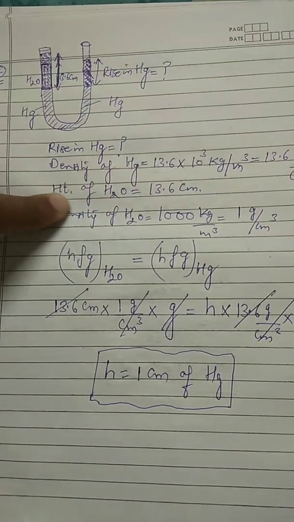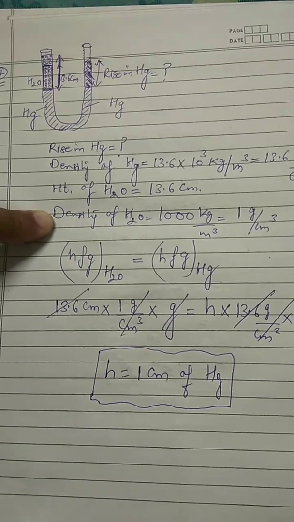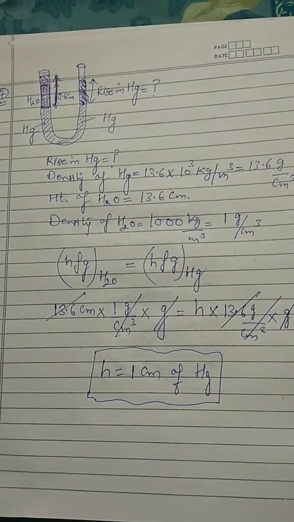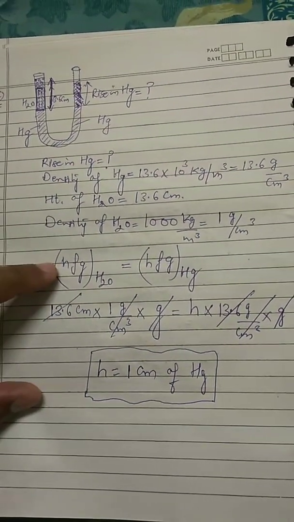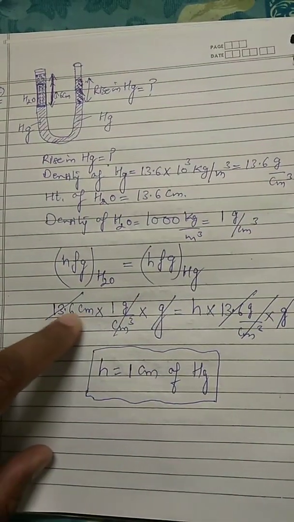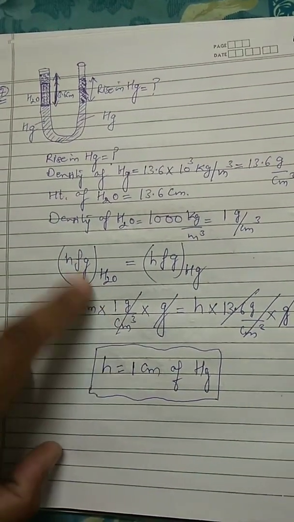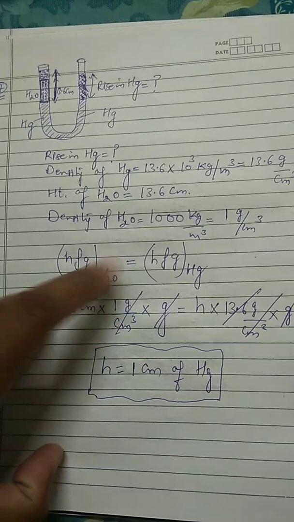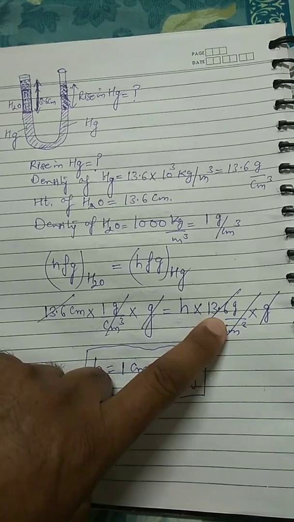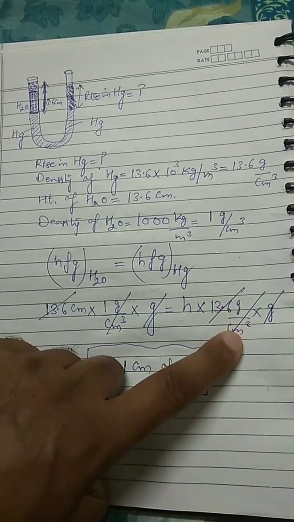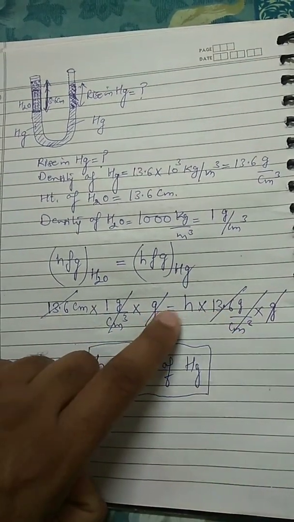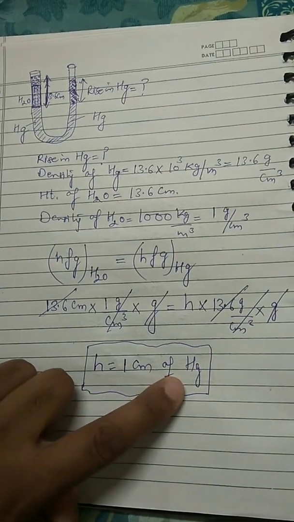The density of the mercury is given, the height of the water is 13.6 centimeter, and the density of the water is 1000 kilogram per meter cube. Converting to CGS, you get 1 gram per centimeter cube. Now h rho g for water is equal to h rho g for mercury. Substitute the values: 13.6 centimeter is the height of the water, and the density of the water is 1 gram per centimeter cube. Gravity cancels on both sides, and the height of mercury is what you want to find. Substitute the density of mercury, 13.6 gram per centimeter cube. Gram per centimeter cube cancels, 13.6 cancels, and we are left with h equal to 1 centimeter of mercury column.